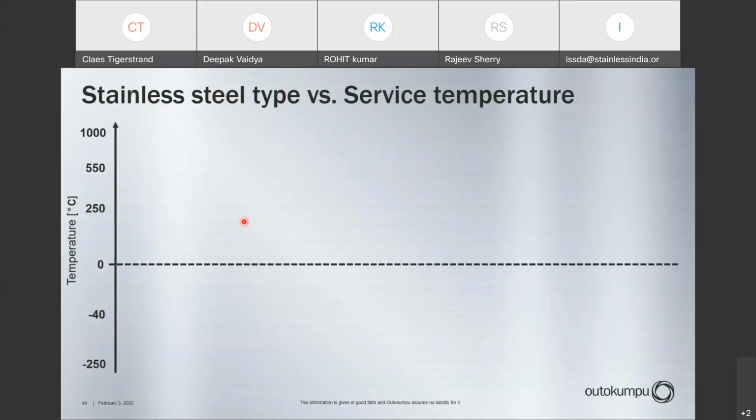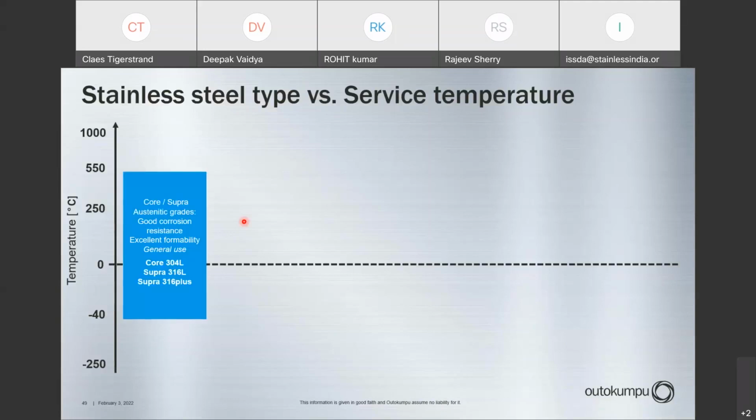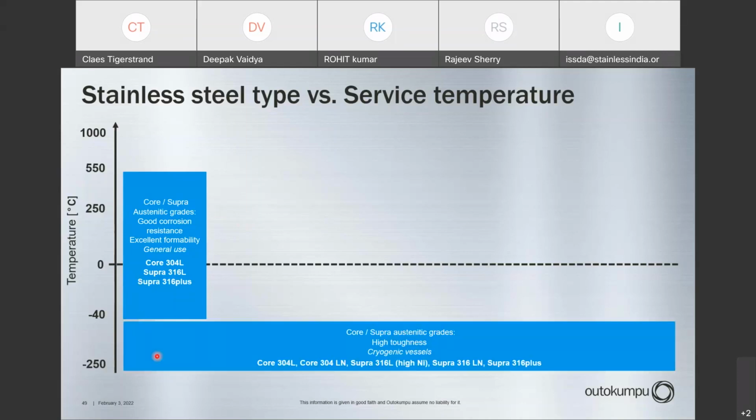As we said, service temperature is very important as well for which type of grade you should select. Standard austenitic grades from the Core and Supra range are very good for general use, as we have said here. They have excellent formability and excellent corrosion resistance. We have 304, 316, or our leaner version 316 Plus, which is nitrogen alloyed as well. You can use it in a range from cryogenic temperature up to very high temperature approaching 550, or with special versions for high temperature use, slightly higher than that as well.